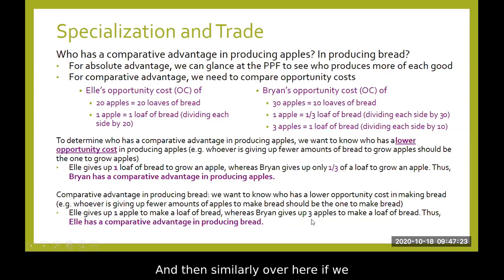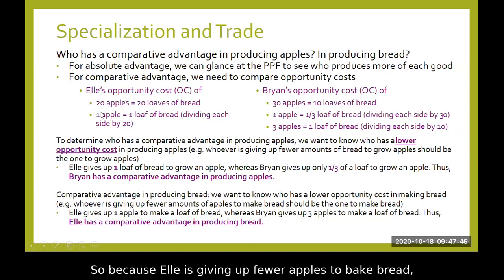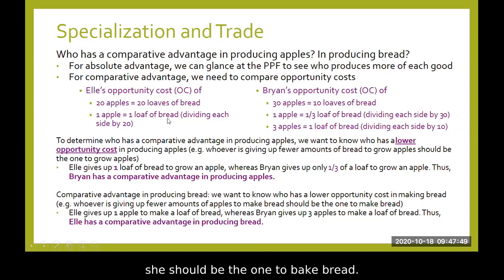And then similarly over here, if we want to know who has the comparative advantage in producing bread, we look to see, okay, if Elle wants to produce one loaf of bread, how many apples is she giving up? So if Elle wants to produce one loaf of bread, she's giving up one apple. If Brian wants to bake one loaf of bread, he gives up 3 apples. So because Elle is giving up fewer apples to bake bread, she should be the one to bake bread. So comparative advantage is based on whoever is giving up less or sacrificing less in order to produce. So whoever is giving up less in order to produce should be the one to produce.